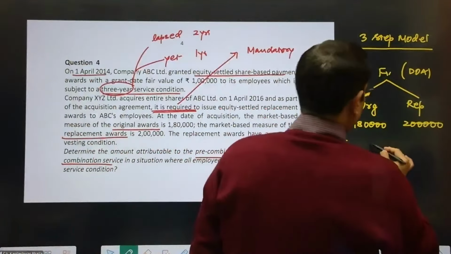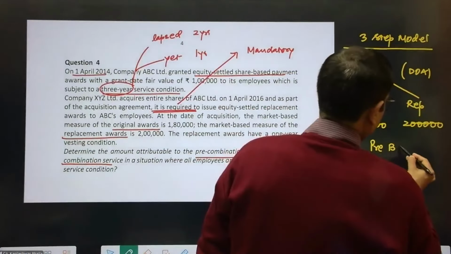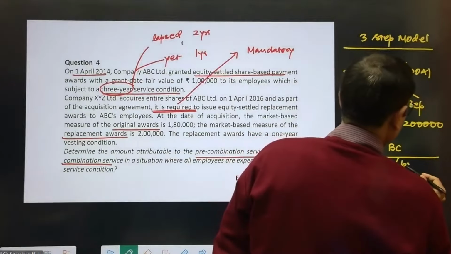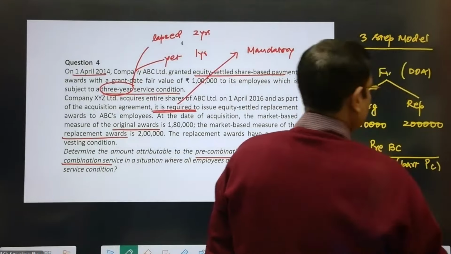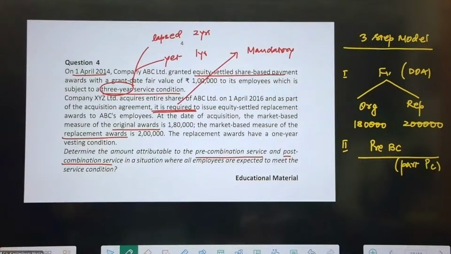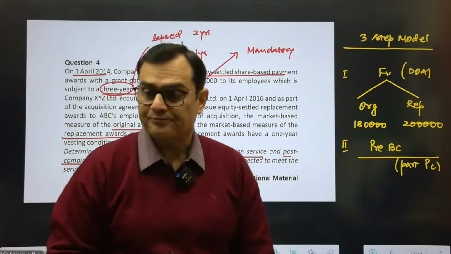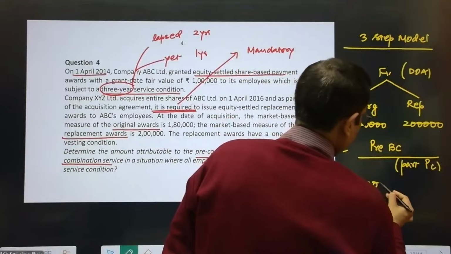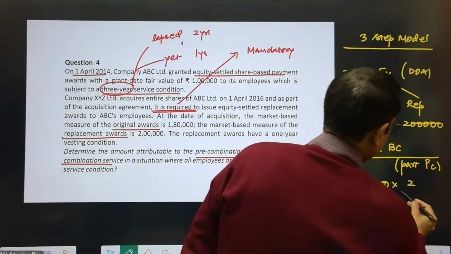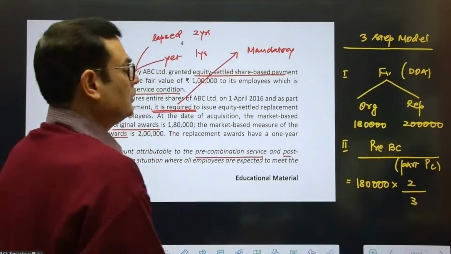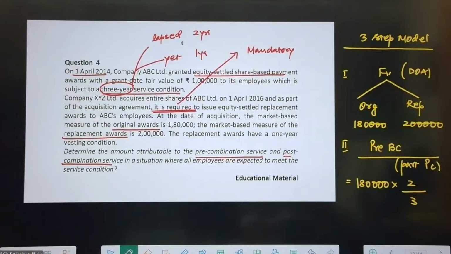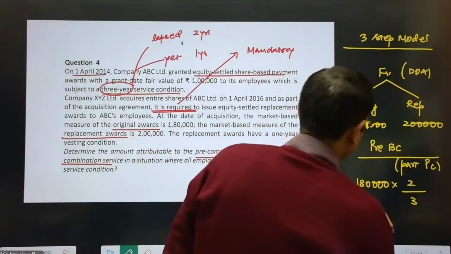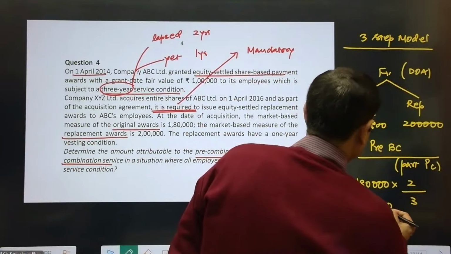Then we consider the pre-business combination portion. Can I say this is a part of PC? The pre-business combination will be a part of PC. So you will take proportionate of which value? The proportion of 2 lakhs or the proportion of 1,80,000? Original awards 1,80,000. That's right, 1,80,000. Vesting period completed is 2. Original and total vesting period is same, that is 3. So this comes to 1,20,000. So then we can go to the step number 3.